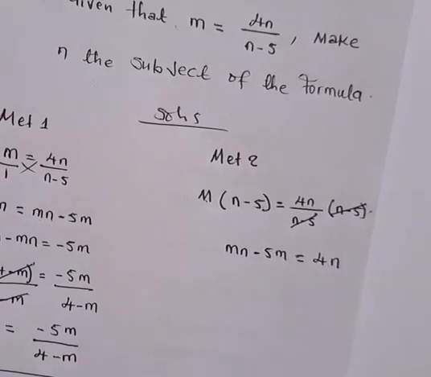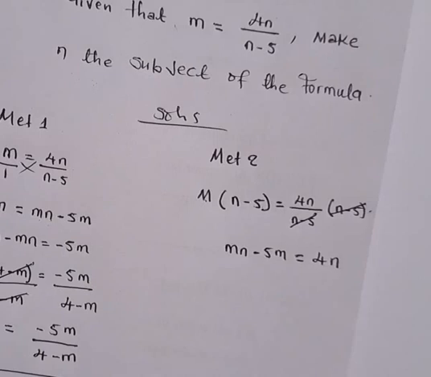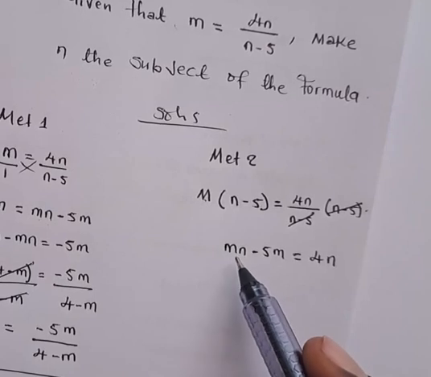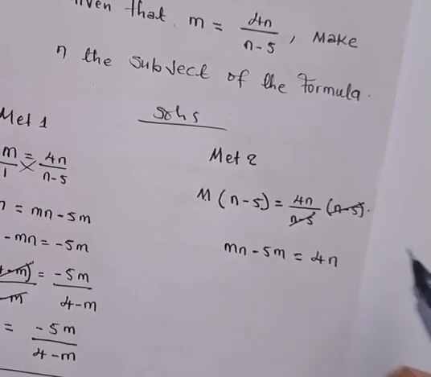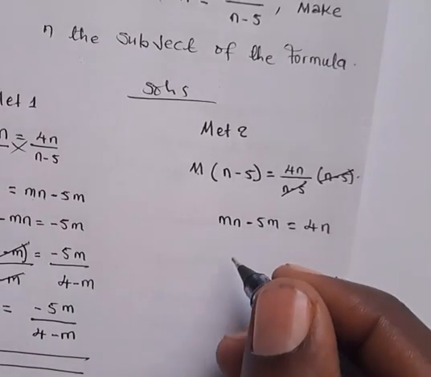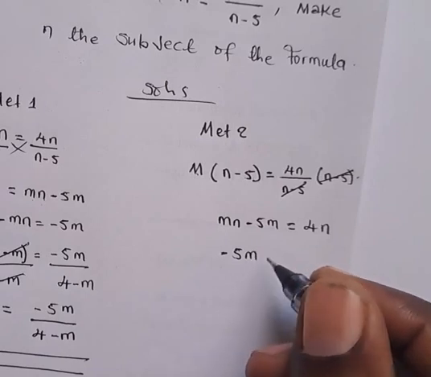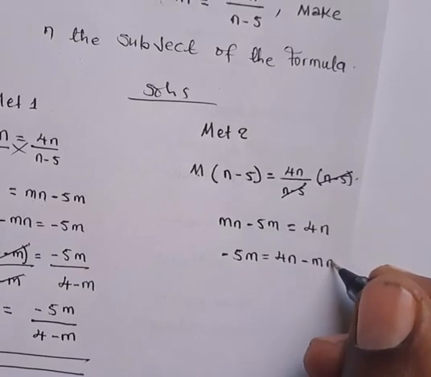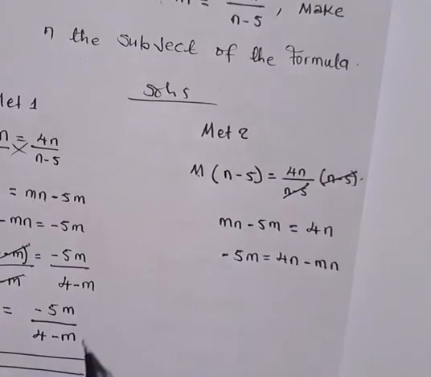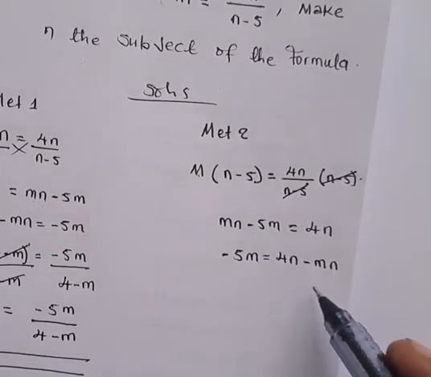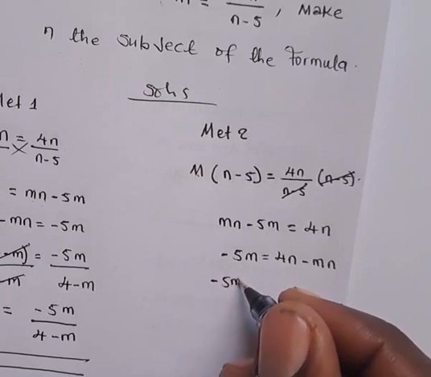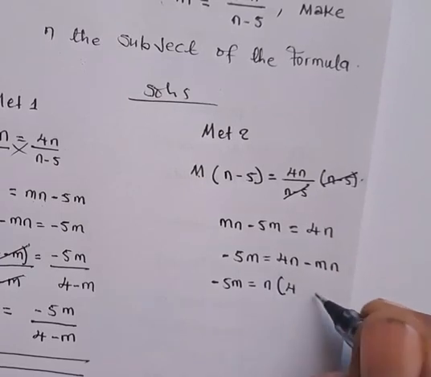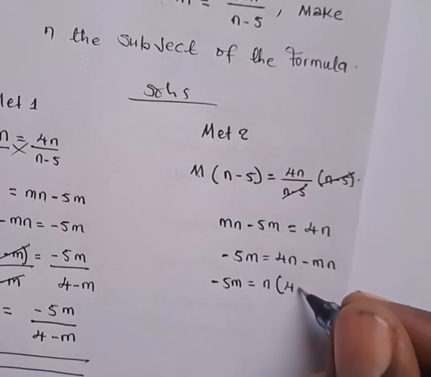So again here we have to collect the like terms, because the one that has our subject, isn't it? So we have to make this one go to the other side. It's going to be negative 5m is equal to 4n, and when this one goes to the other side, it will be negative mn. Then if you remember what we did before, we factorized this part. So it will be negative 5m is equal to n, what is common here, then n into 4n is 4, and n into negative mn is negative m.